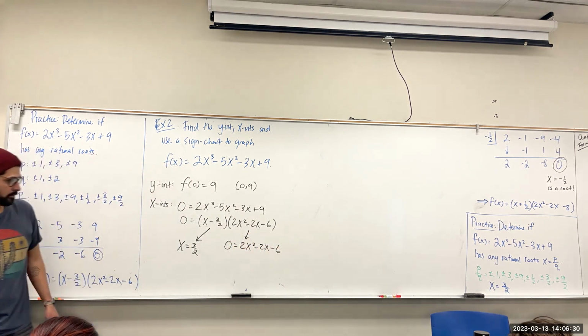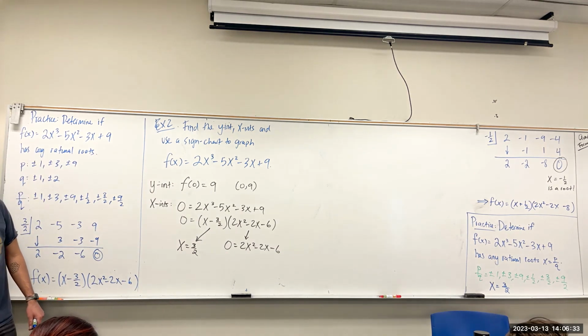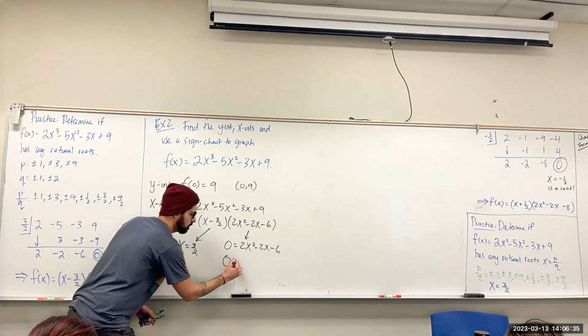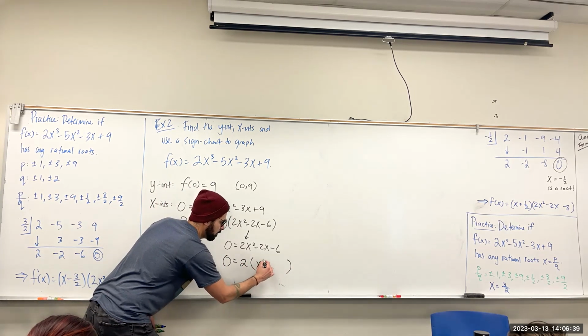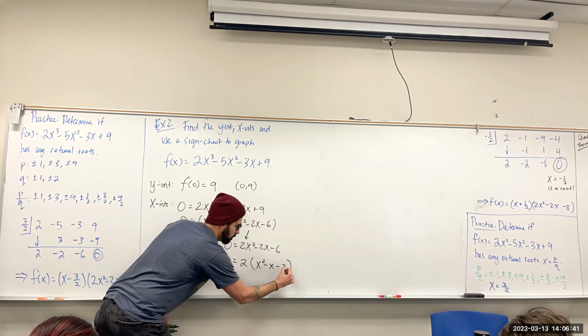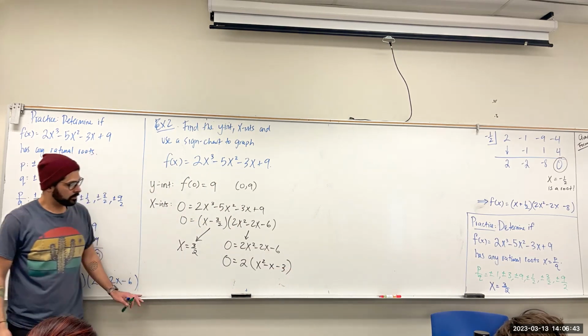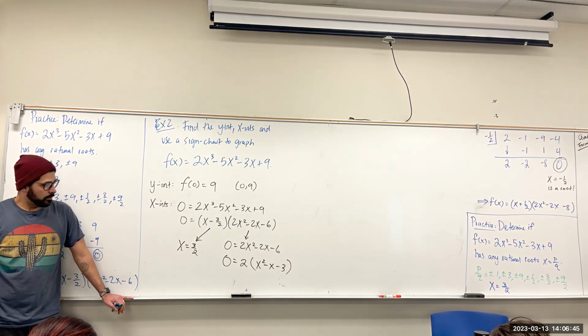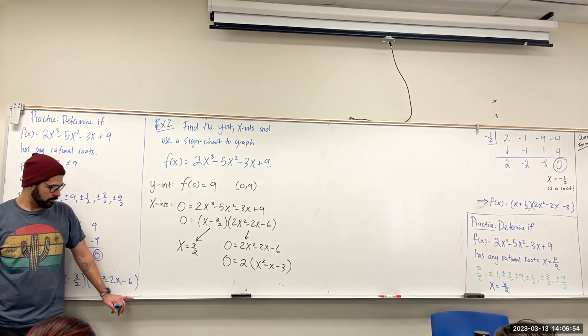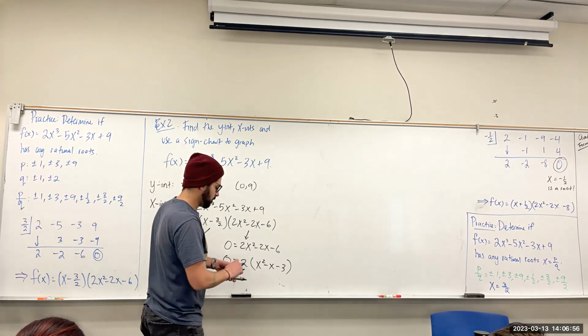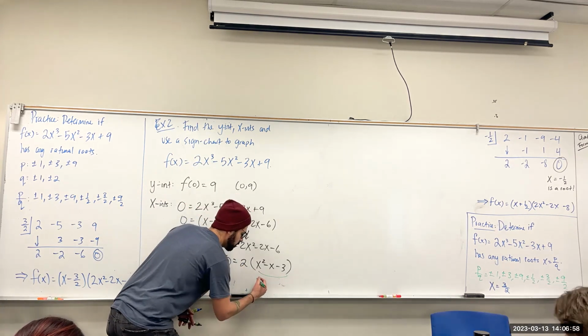Anything factor out? 2 factors out. What's that? X squared minus x minus 3. And that will not factor. You got to use the quadratic formula. I know. Let's do that one together. We got to use the quadratic formula.